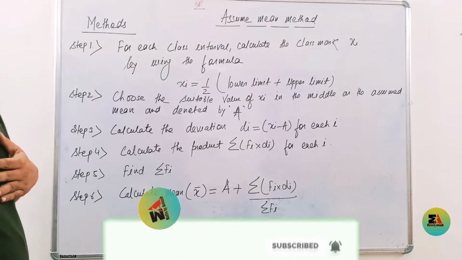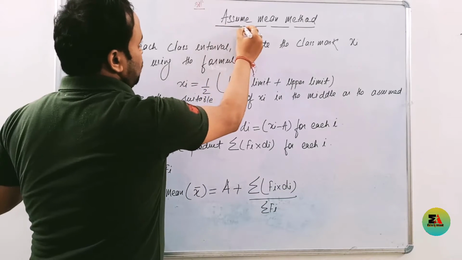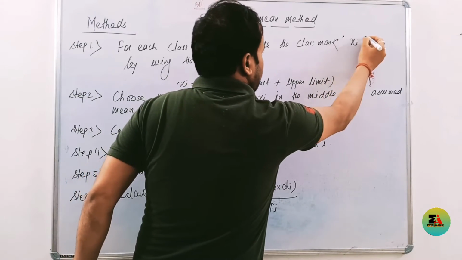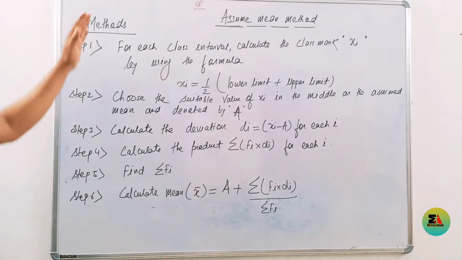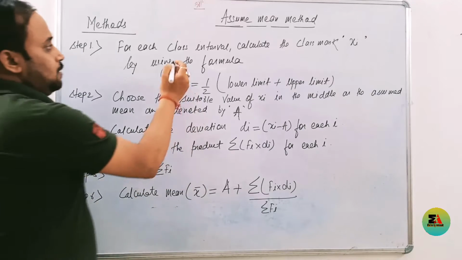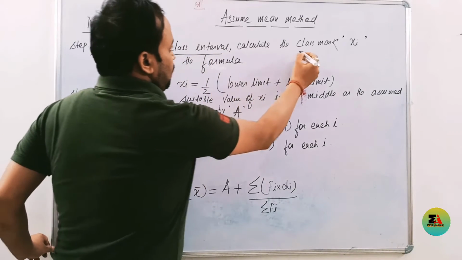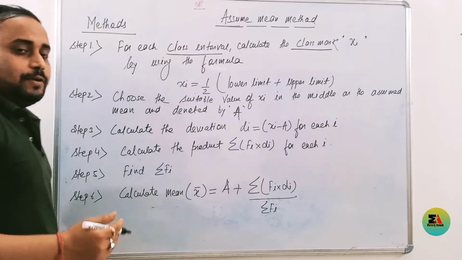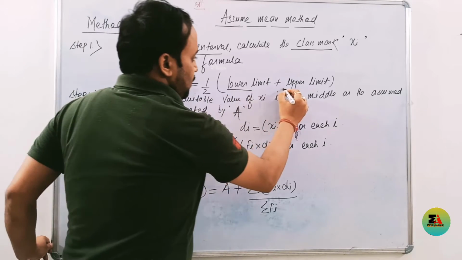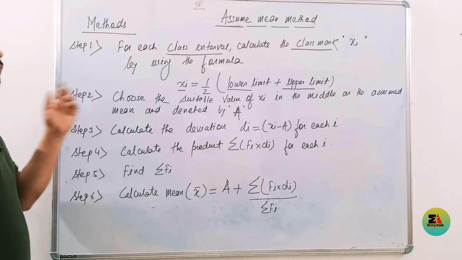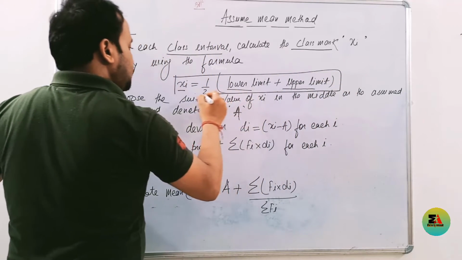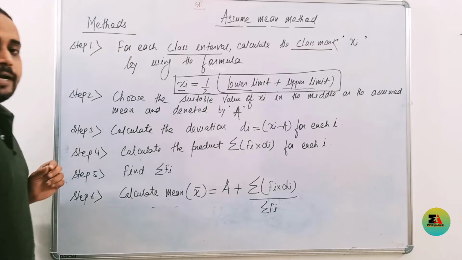In the assumed mean method, the key word is "assume". Assume means we have to assume some specific data in the class interval. There are various steps involved in the assumed mean method. The first step is to find the class mark of the class intervals. As we know from earlier, xi is equal to half of the upper limit plus lower limit. This formula we use to find the class mark. Same procedure we did in the direct mean method.